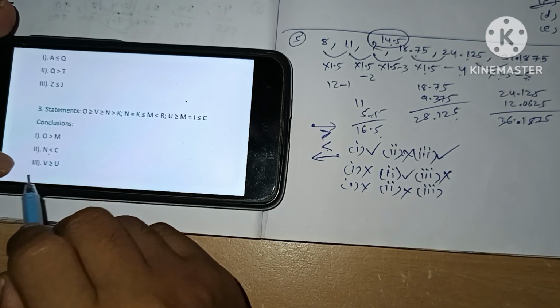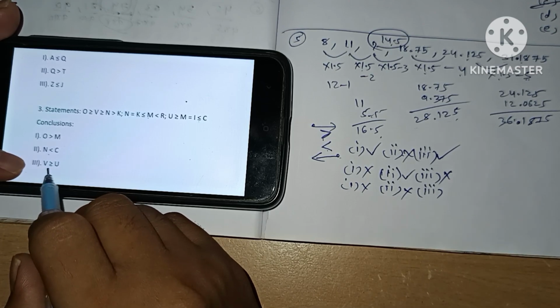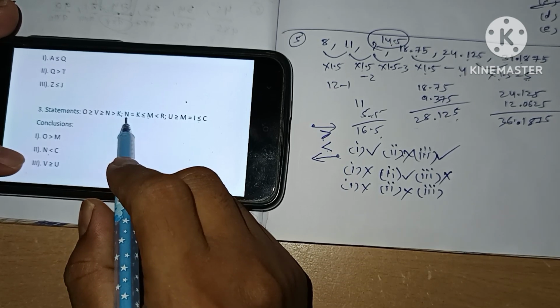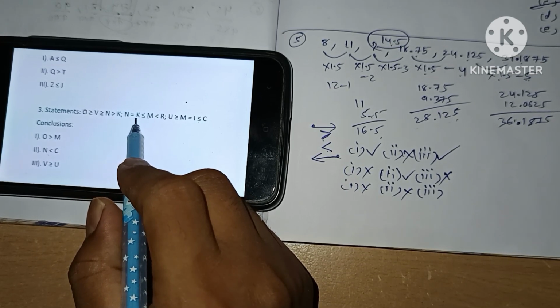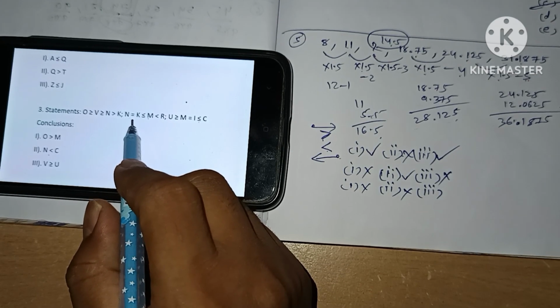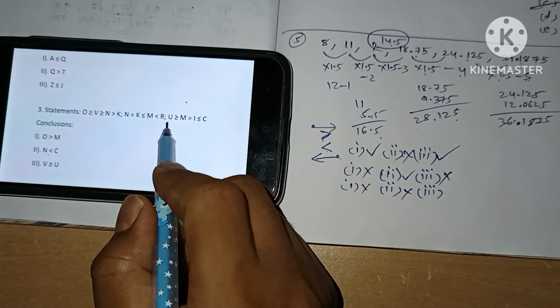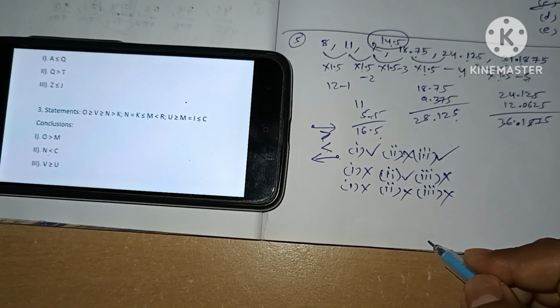Third conclusion, the flow from V to U with everywhere equal to. From V we can reach to N, and from N we can reach to K, but we cannot reach to U. So third conclusion will be false.